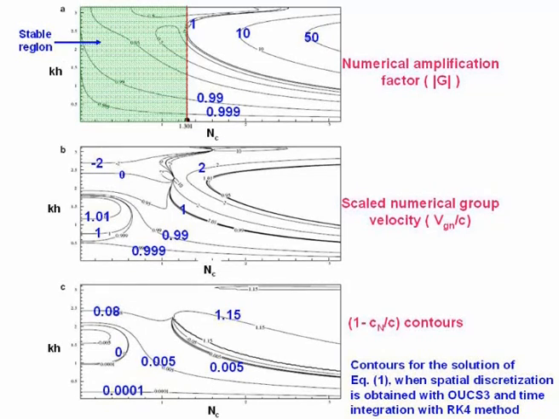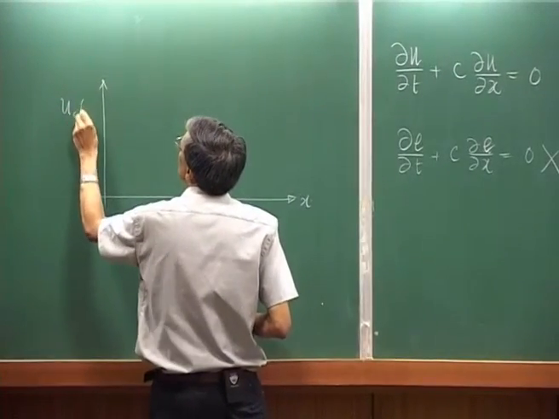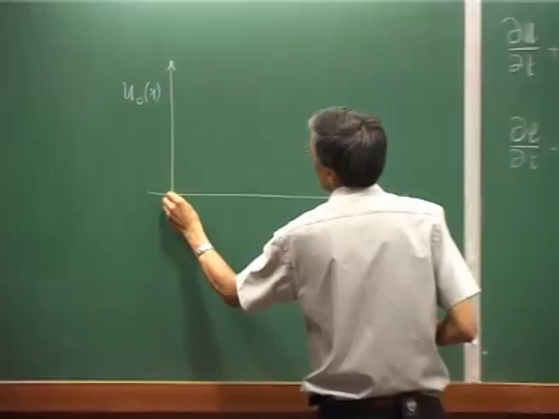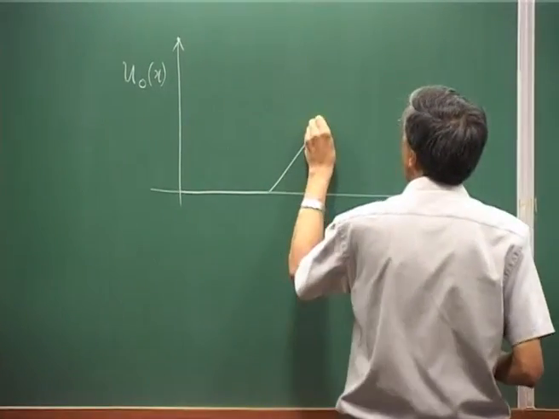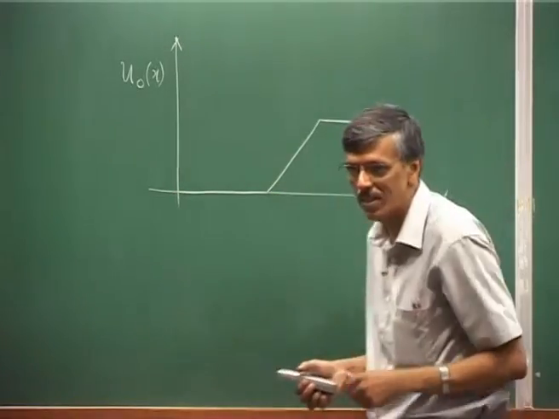I have chosen a method here for which this g is almost equal to 1. So, what happens here? We are trying to study the solution of this equation for a function whose initial condition is given like this. So, it has a ramp like this. So, there is a slope discontinuity here and there.